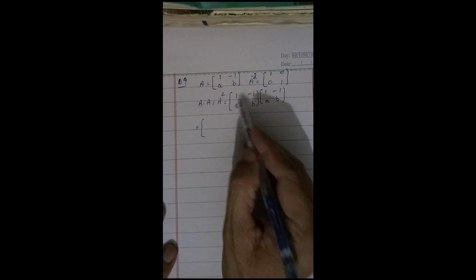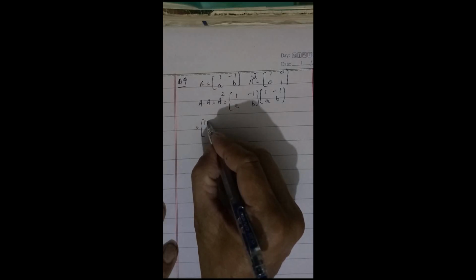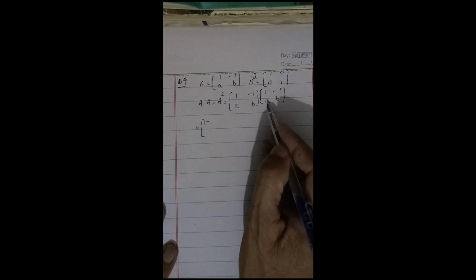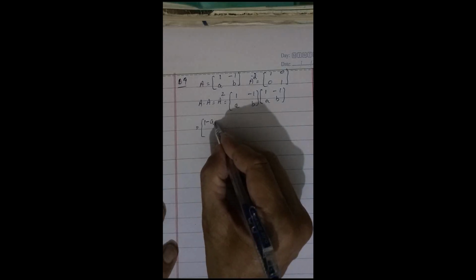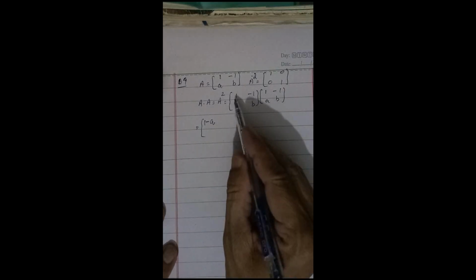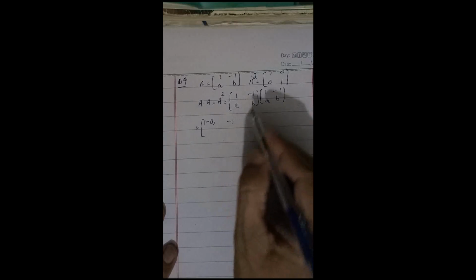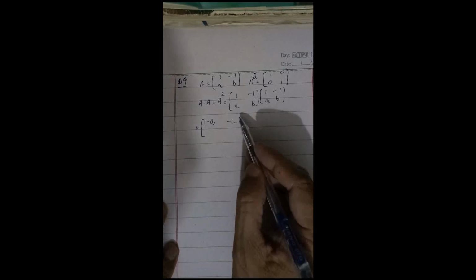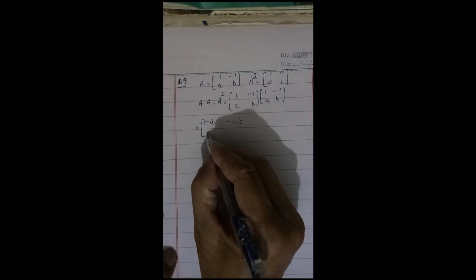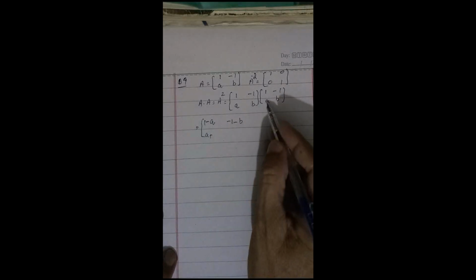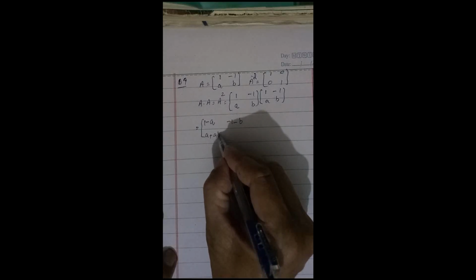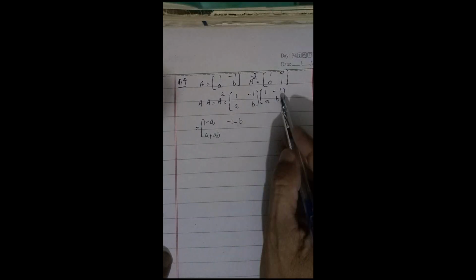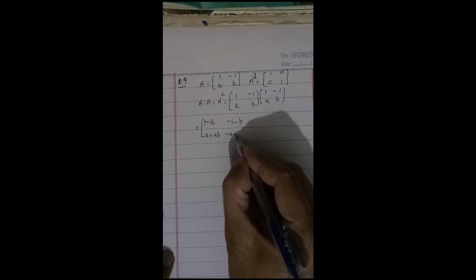We multiply: 1 multiplied by 1 is equal to 1, plus minus 1 multiplied by a is equal to minus a. The same row 1 multiplied by minus 1, plus minus 1 multiplied by b, is equal to minus b. Now the second row multiplied with the first column: a multiplied by 1, plus b multiplied by a, is equal to a plus ab. Now the second row multiplied by the second column: a multiplied by minus 1 is equal to minus a, plus b square.